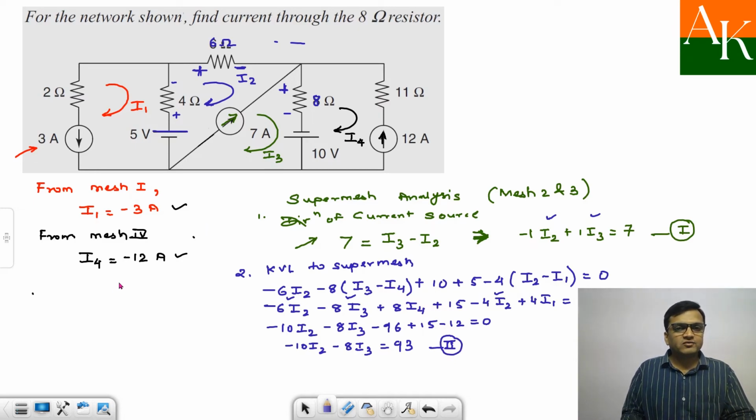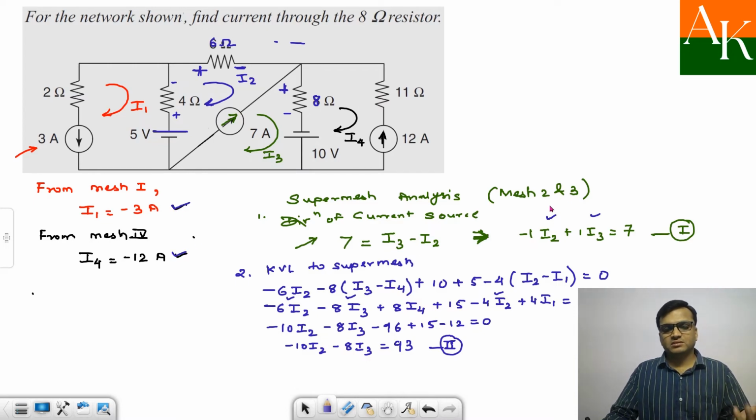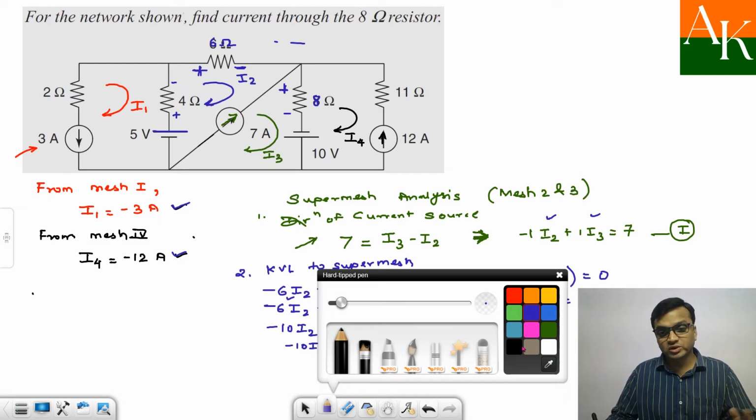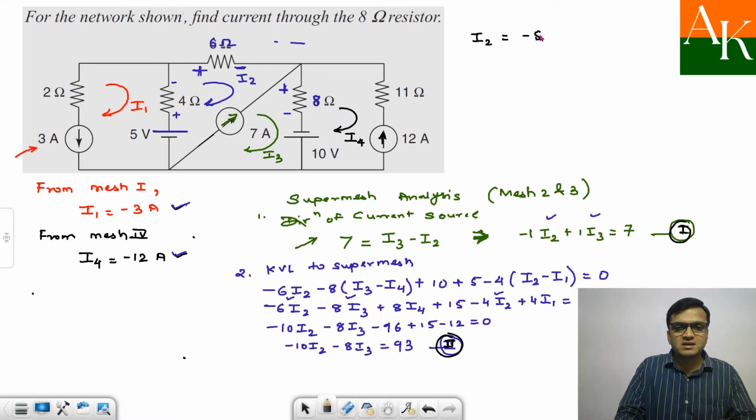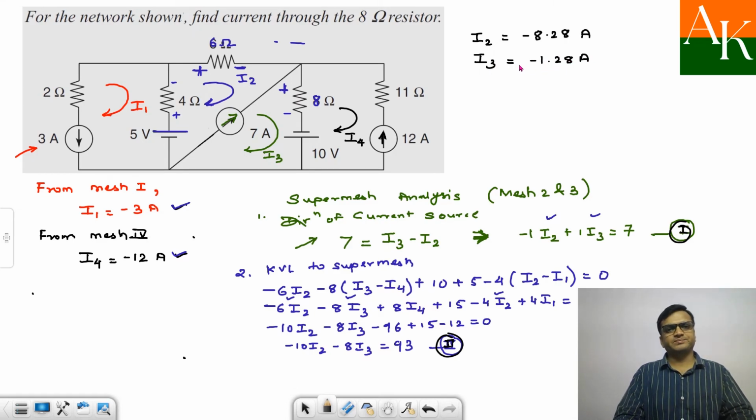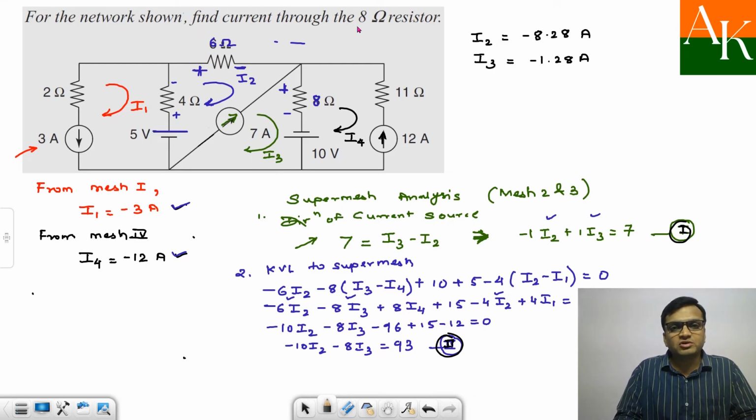So earlier I had 4 unknowns, I1, I2, I3, I4. But I have found out two values of the current, and I have reduced the system to 2 equations, 2 unknowns. So you can enter these equations and find out I2 and I3. I2 turns out to be minus 8.28 ampere. Don't get afraid if you are getting a negative value. And I3 is equal to minus 1.28 ampere. You can check this.